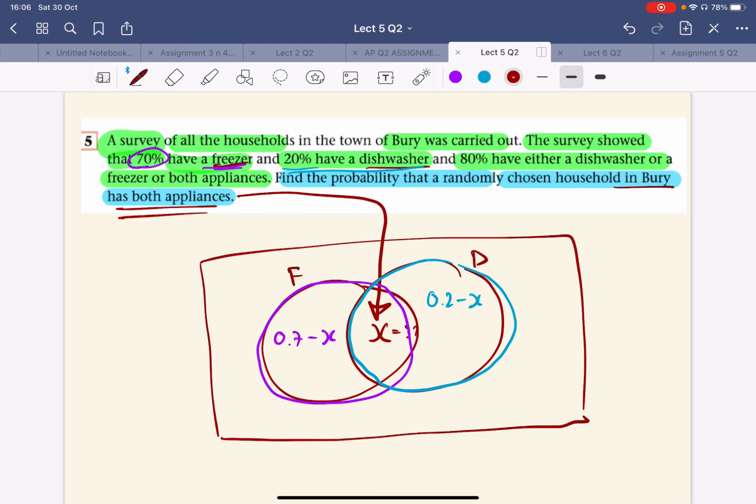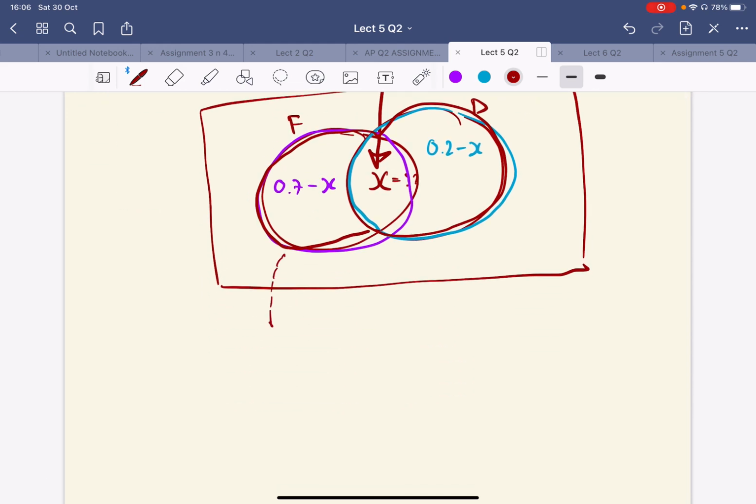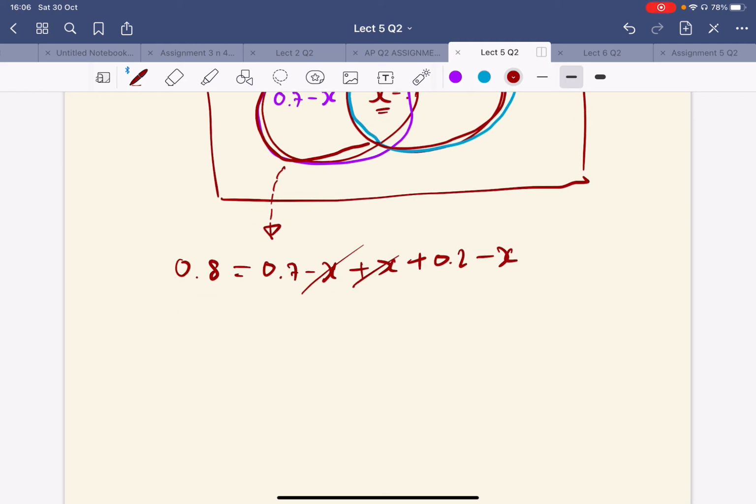80%, now look carefully, okay? 80% have either a dishwasher or a freezer or both. This means the union here, this and that together, will be 80%. Okay, so let's write that out down here. 80% is equal to 0.7 minus x plus x plus 0.2 minus x. All right, let's just simplify this. Move the minus x to the other side. This is 0.7 plus 0.2 minus 0.8. So x is equal to 0.1.